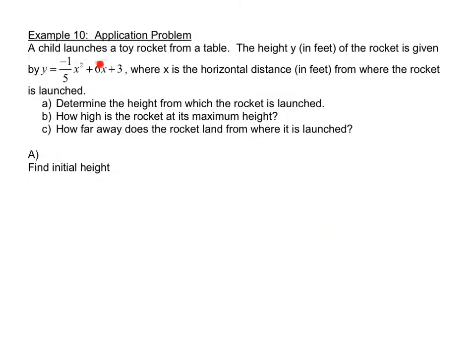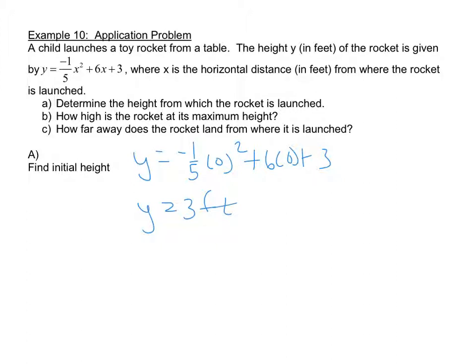Alright, so it says a child launches a toy rocket from a table. The height y in feet of a rocket is given by y equals negative 1/5 x squared plus 6x plus 3, where x is the horizontal distance in feet from where the rocket is launched. Okay, determine the height from which the rocket is launched. Okay, so the height would be the initial distance, which is 0, so you just plug in 0. So you get y equals 3 feet. So the initial height is 3 feet.